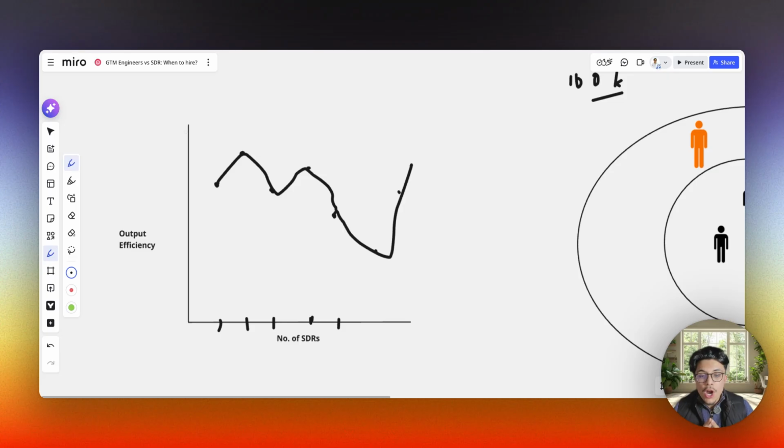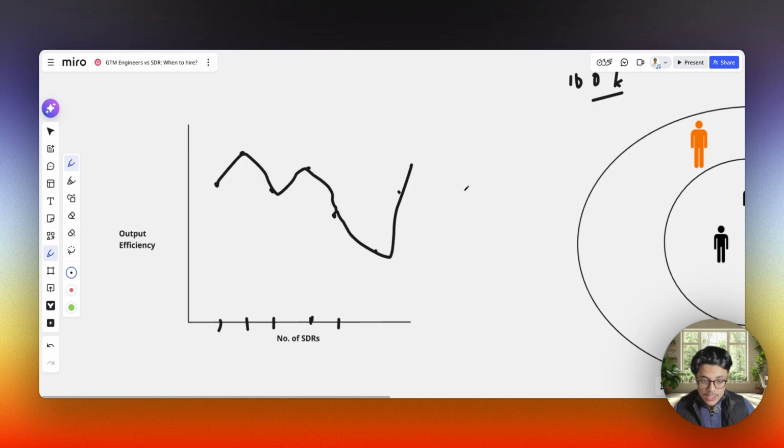Whenever you are hiring more SDRs, their output efficiency is sometimes at the top and they're doing great, and some other days it's very bad. It's hit or miss. That's what happens when you start focusing on hiring more SDRs. Now, a lot of people think hiring more GTM engineers is the right thing to do, but you don't need a lot of GTM engineers.